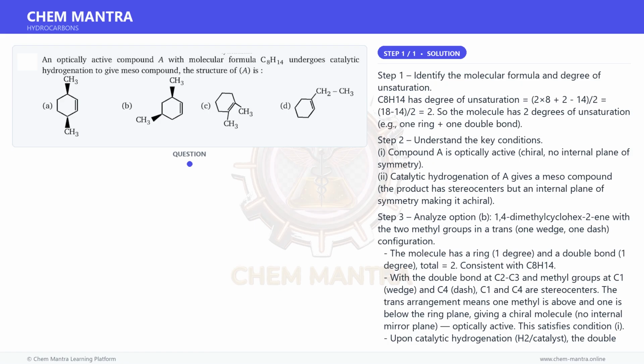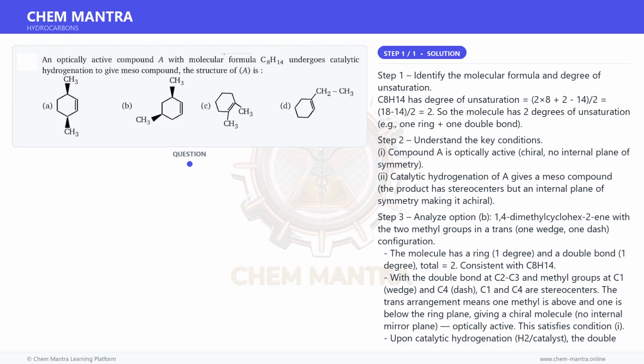Step 3. Analyze option B, 1,4-dimethylcyclohex-2-ene, with the 2 methyl groups in a trans configuration, 1 wedge, 1 dash. The molecule has a ring, 1 degree, and a double bond, 1 degree, total equal to 2, consistent with C8H14. With the double bond at C2, C3 and methyl groups at C1, wedge, and C4, dash, C1 and C4 are stereocenters. The trans arrangement means one methyl is above and one is below the ring plane, giving a chiral molecule with no internal mirror plane, optically active.